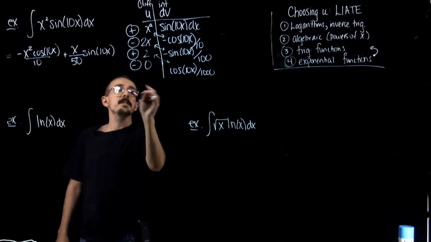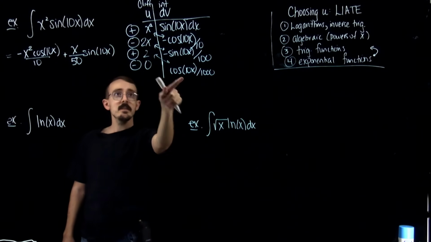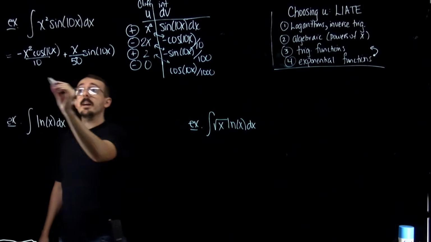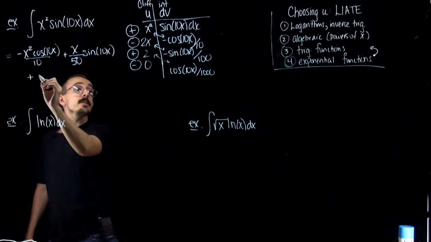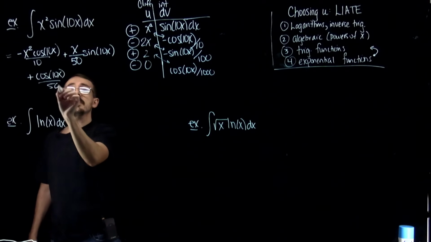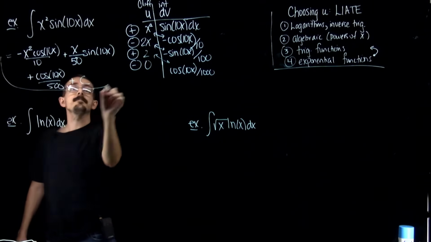I have one more diagonal to do. I have a plus sign here, plus here. So it's going to be 2 over 1,000, which is 500. I'm going to have plus cosine of 10x over 500. And then don't forget your plus c.